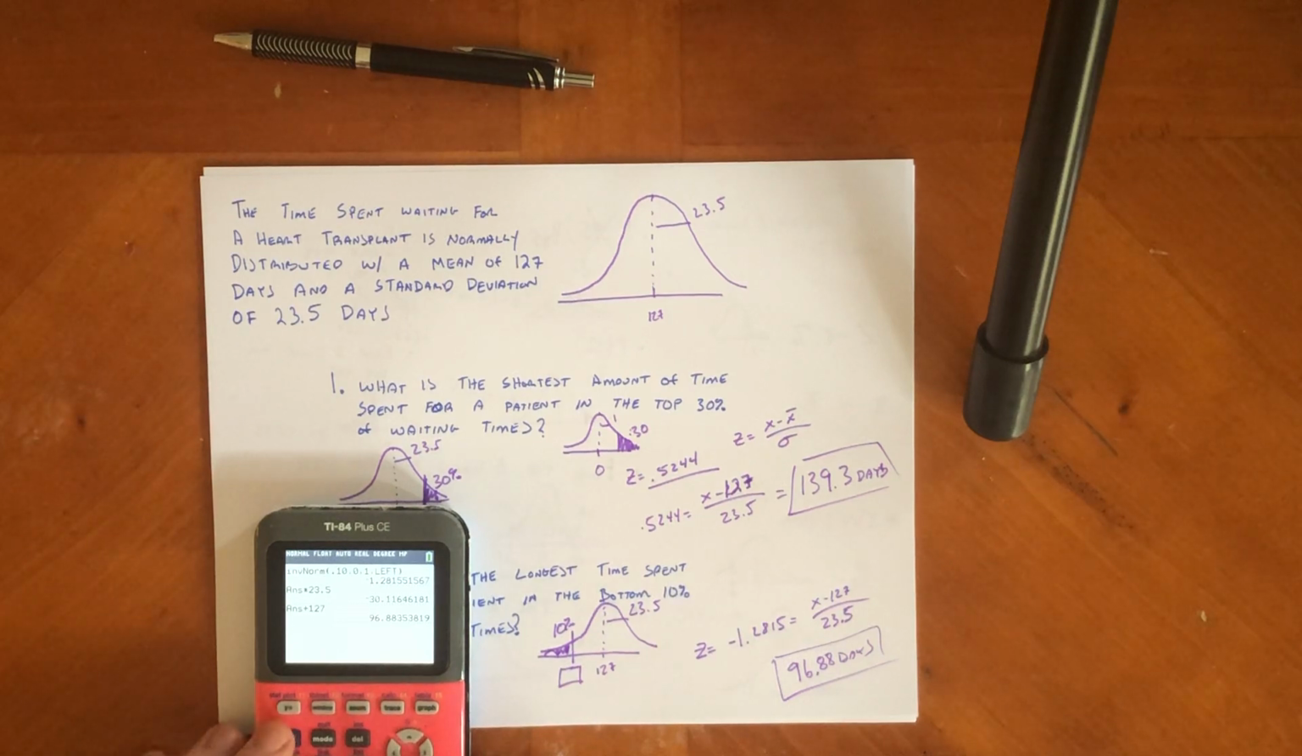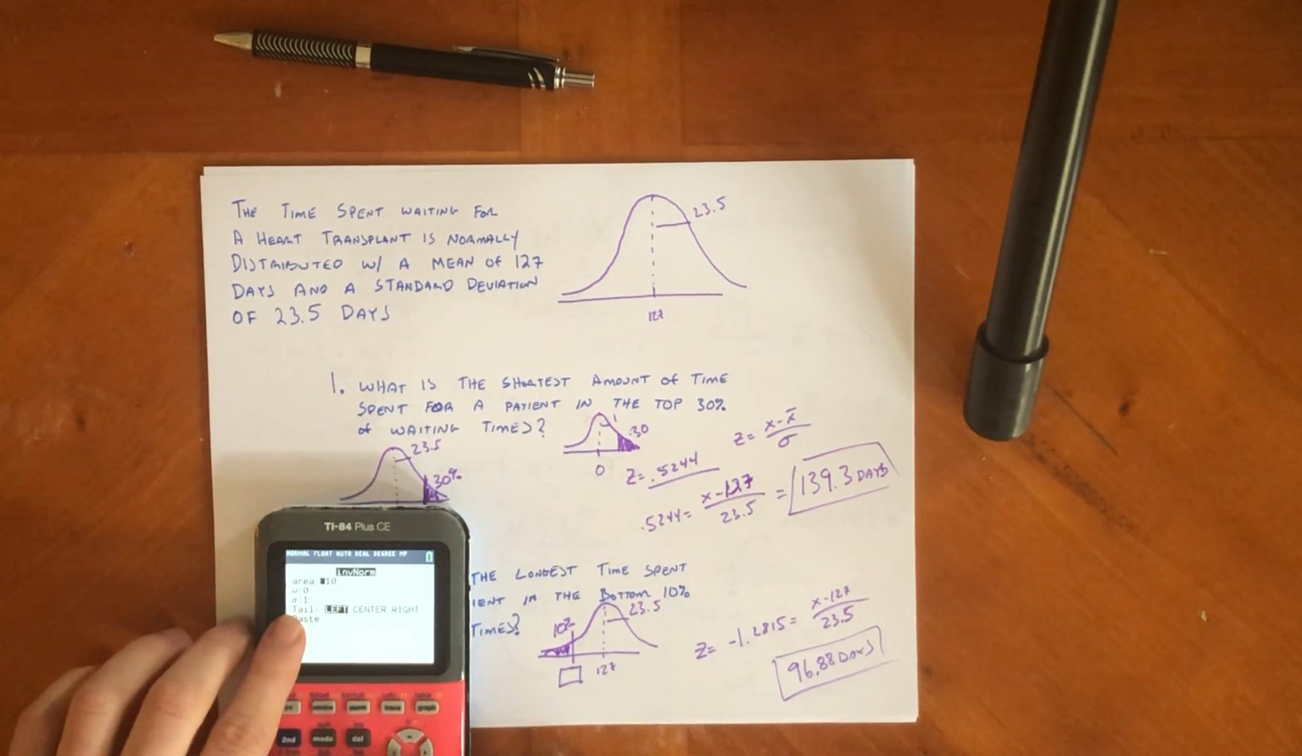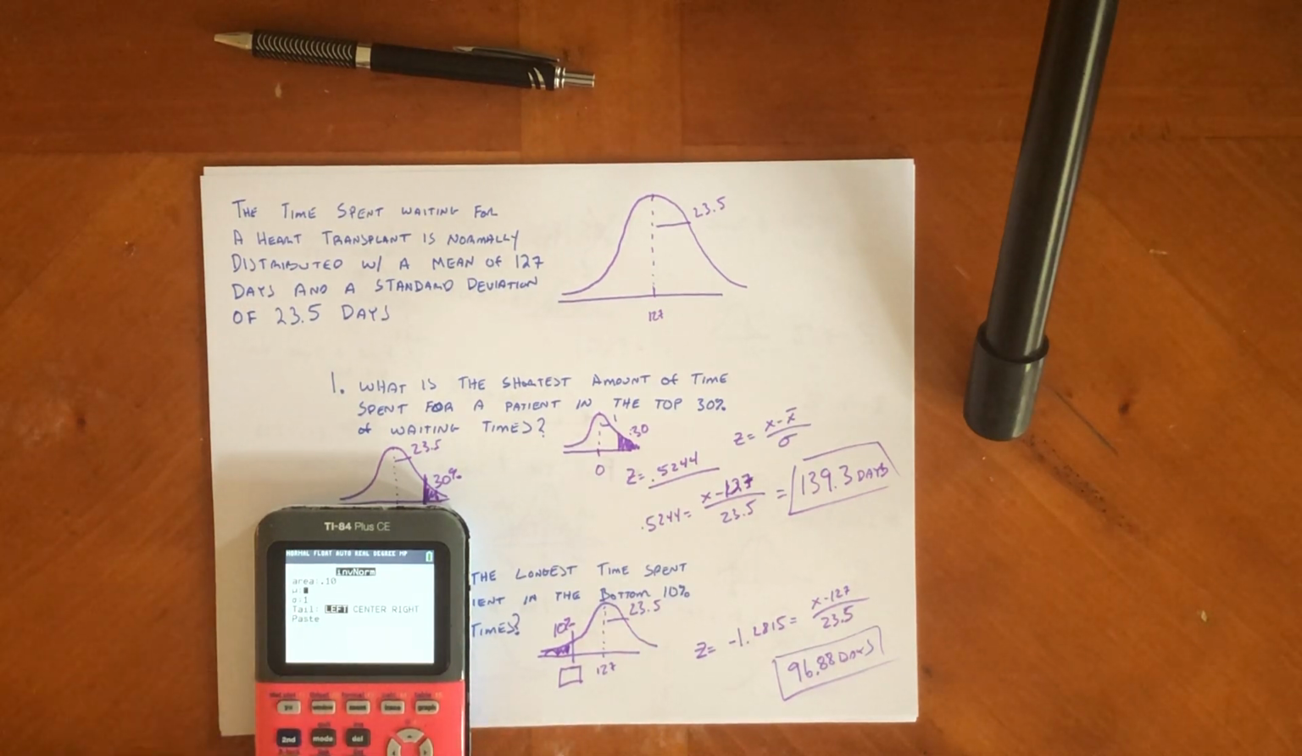of wait times. The easy way to do that one, and I'm sure some of you have figured it out already, go second distribution. You can change these parameters here. So we want the bottom 10%. We want our mean, don't make it 0, make it 127. Make our standard deviation 23.5. And we want that to be left, right?